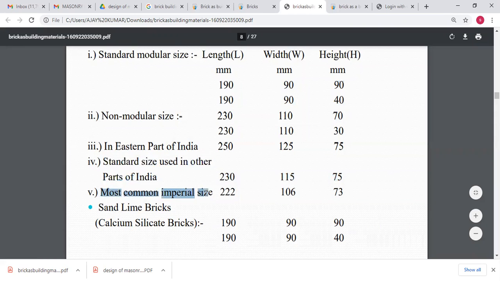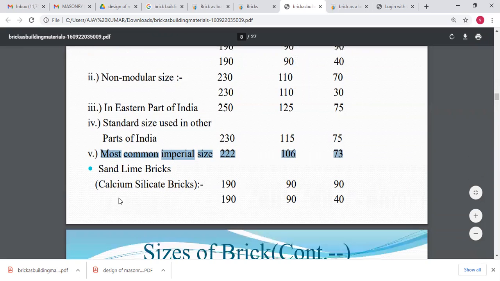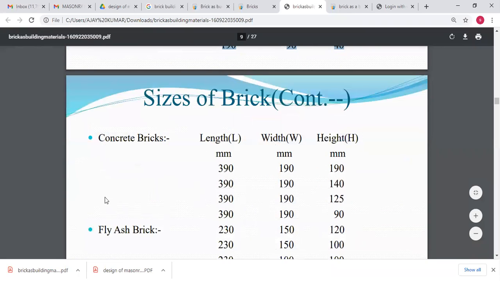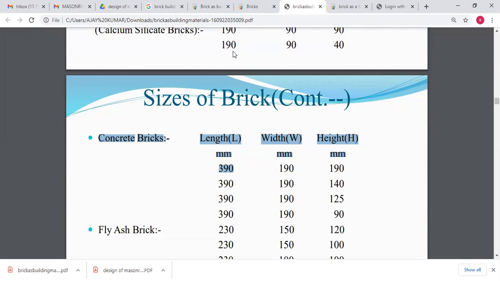The most common empirical size of bricks is 222 mm length, 106 mm width, 73 mm height. And especially for sand lime bricks, the sizes are different: 190 by 90 by 90 and 190 by 90 by 40. This is similar to the first one, standard modular bricks. Next, size of the bricks for concrete bricks. For concrete bricks, the size is 390, 190 and 190. Length is 390 mm, width is 190 mm, height is 190 mm.